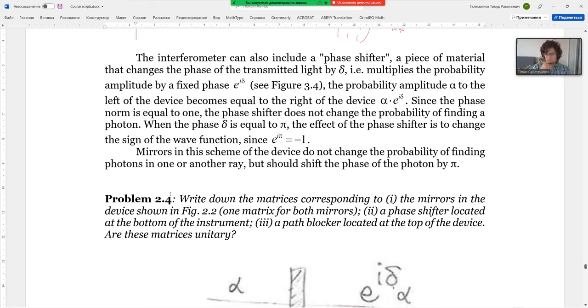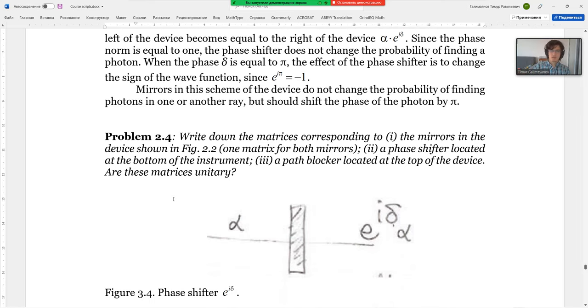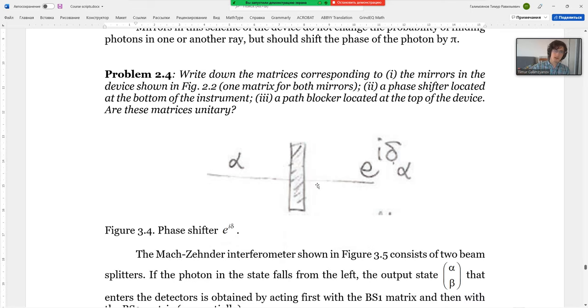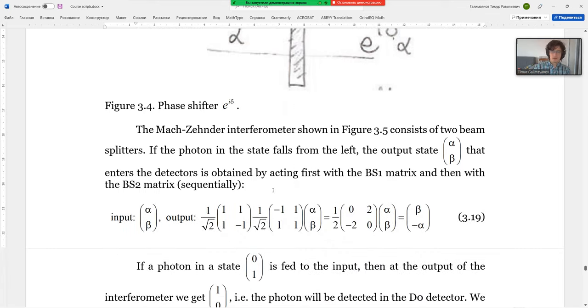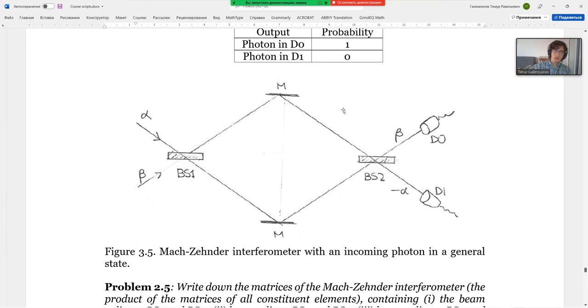There is another instrument people work with, the phase shifters. It's a plate going through which the light changes its phase. So the plate multiplies the amplitude of the wave by some phase shift e to the i delta, where delta is the shifting of the phase. So let's take this interferometer. This interferometer is called Mach Zehnder interferometer. It's pretty old. It was invented at the end of the 19th century.